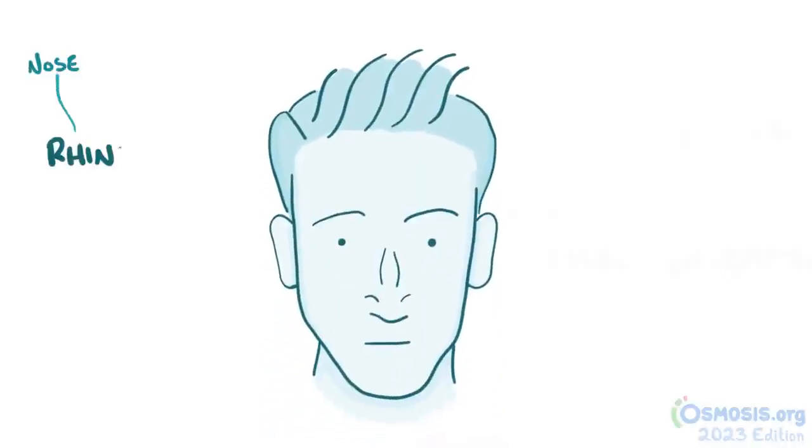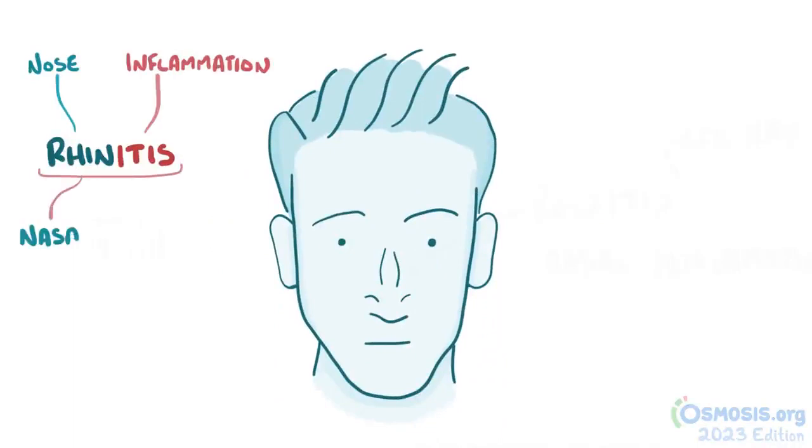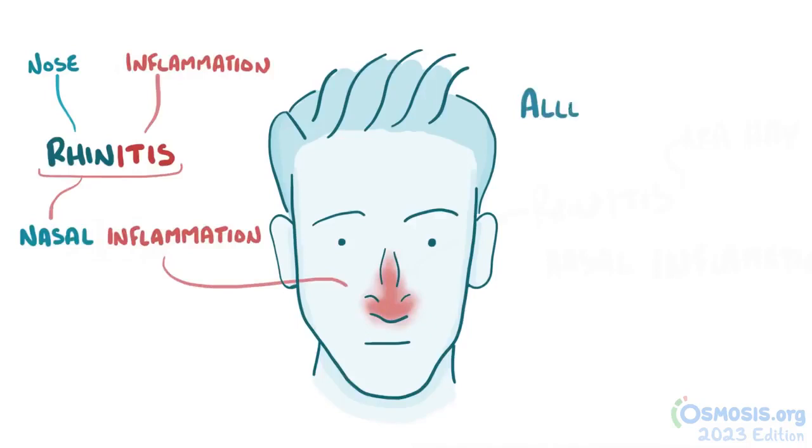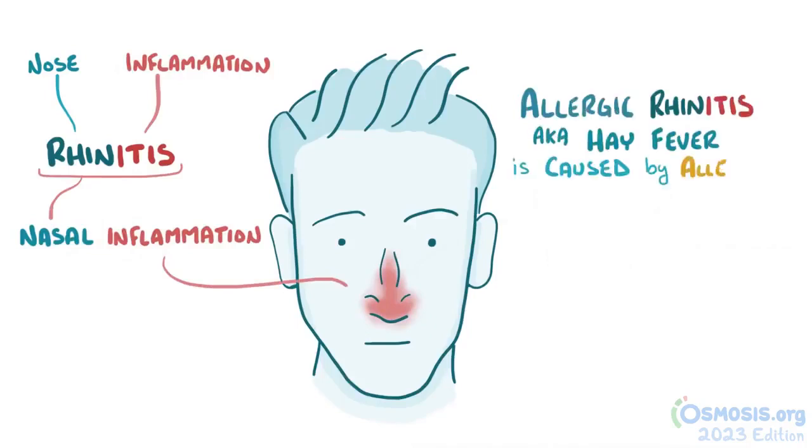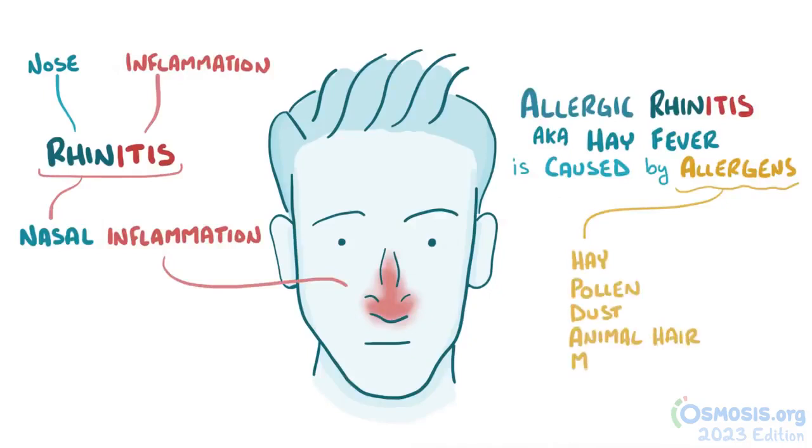Rhin refers to the nose, and itis refers to inflammation. So rhinitis is nasal inflammation. Allergic rhinitis is also called hay fever, because it's typically caused by allergens like hay, as well as pollen, dust, animal hair, or mold spores. Since the main trigger is pollinating plants, allergic rhinitis will flare up at specific times of the year.